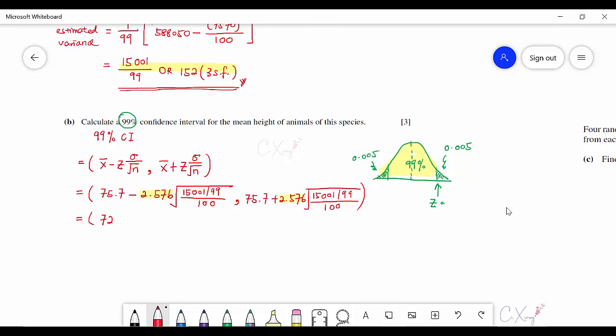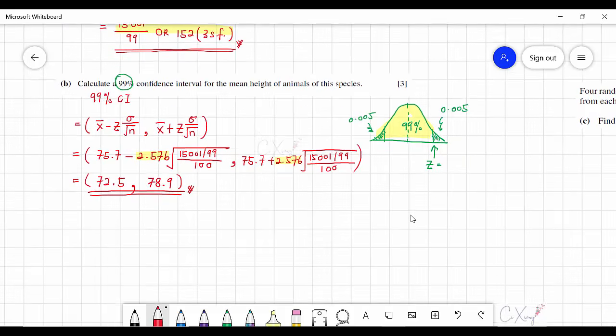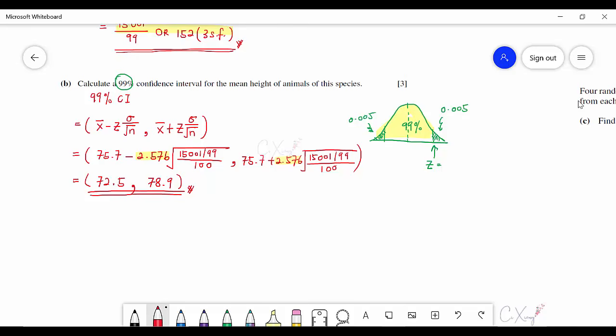All right, then after that, you just press the calculator and see what value we get here. To three significant figures, it should be 72.5 and also 78.9. All right, so this is how we calculate the confidence interval.